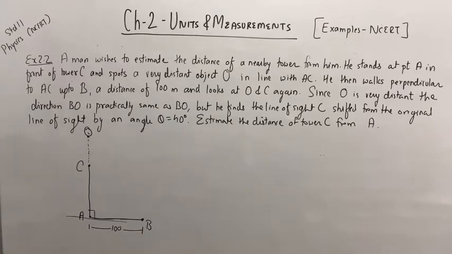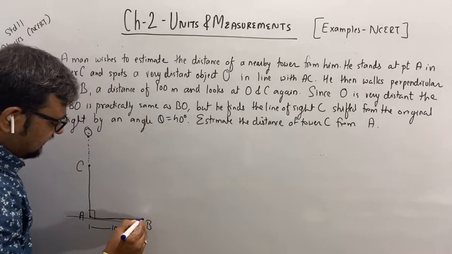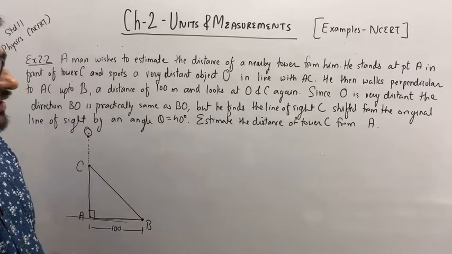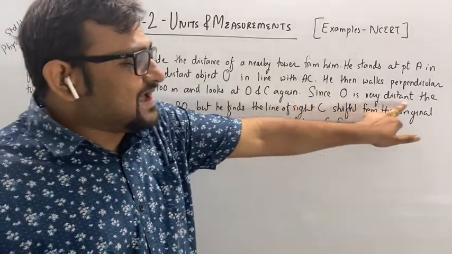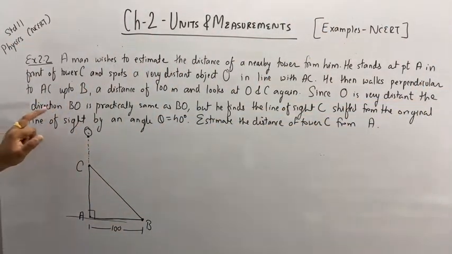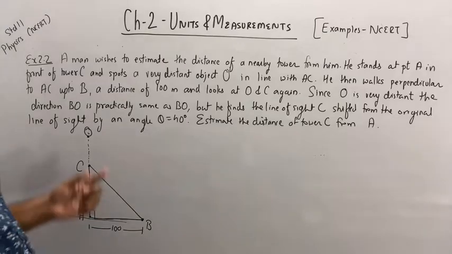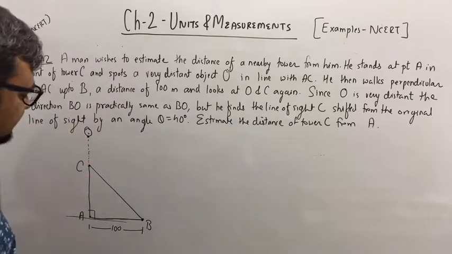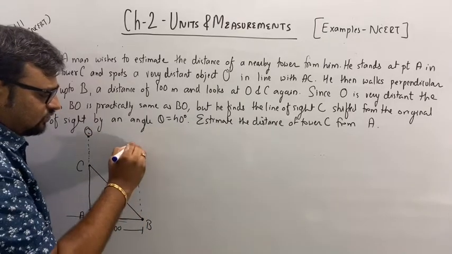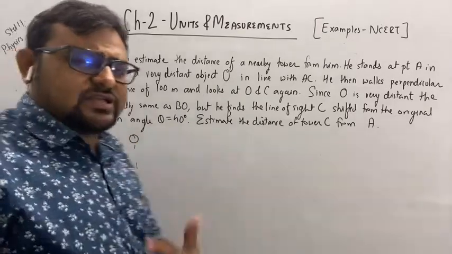And he looks at O and C again. So now, when he is looking at C, it is in this way. Since O is very distant, the direction BO is practically the same as AO. Means now O is not here, it will appear to be here. Now, how does this happen?